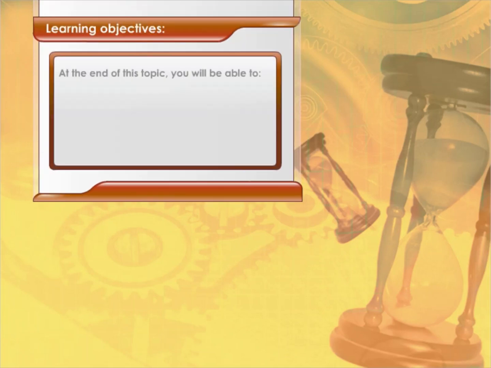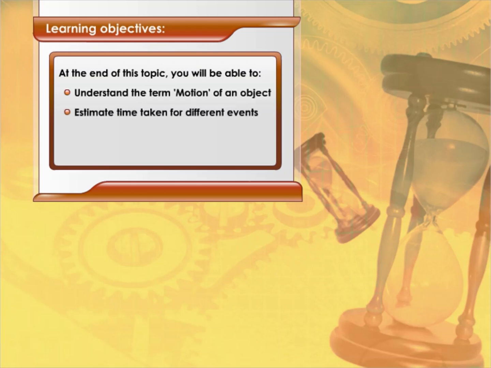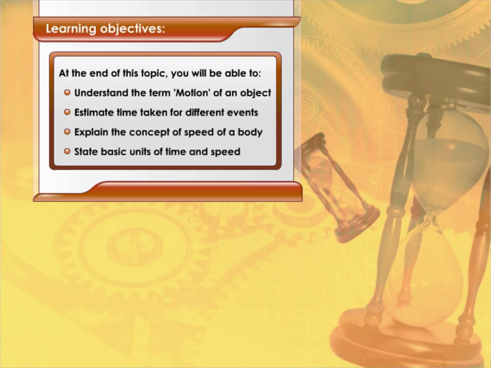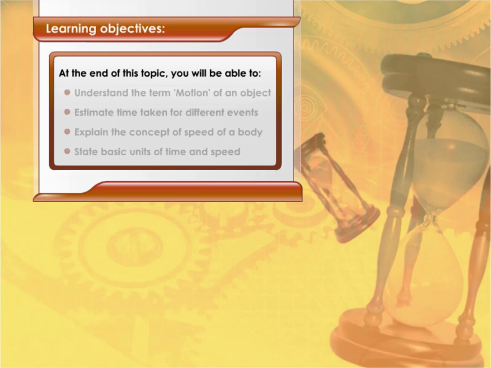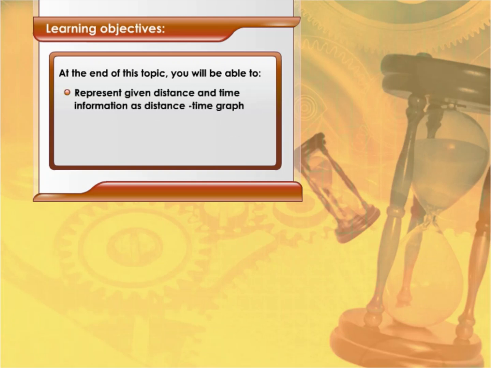Learning objectives. At the end of this topic, you will be able to understand the term motion of an object, estimate time taken for different events, explain the concept of speed of a body, state basic units of time and speed, represent given distance and time information as distance-time graph.